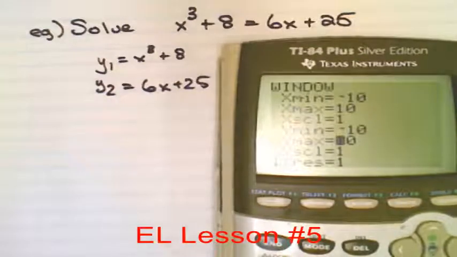So I need to go up. I need to move this spot up. Now this here is my y max. This is the y maximum. I need to make it bigger. So I need to make it how big?